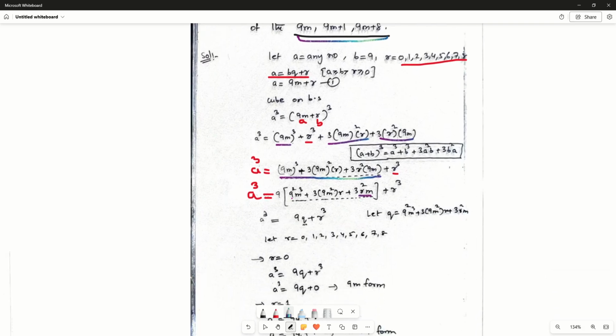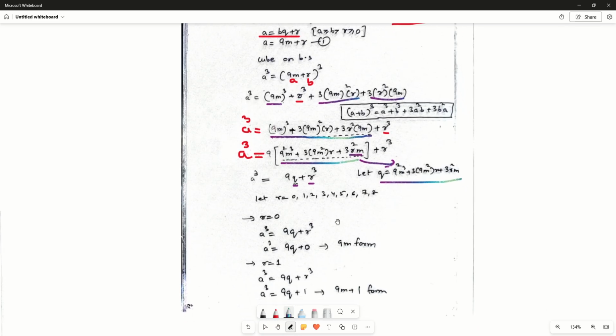Now we can replace this entire expression by q here, as you can see, and then q is nothing but the same expression, this expression right over here, that's it. Alright, so this is the expression. Now what I have to do here is substitute one by one each value of r in this expression.